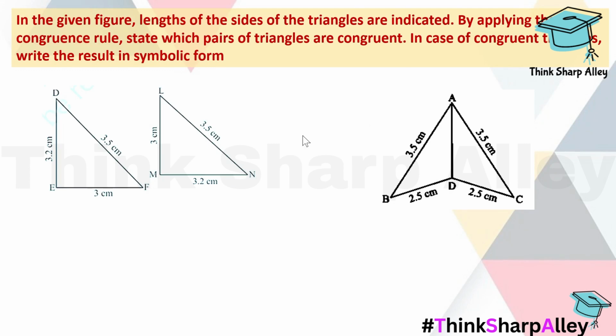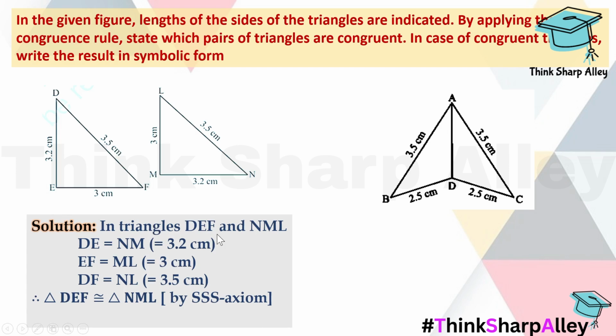Don't worry in case you have missed it. So here we have triangle DEF congruent to triangle NML, because DE is equal to NM, EF equals ML, and DF equals NL. All 3 sides of this triangle are equal to corresponding sides of this triangle. And we have found the correspondence as well.